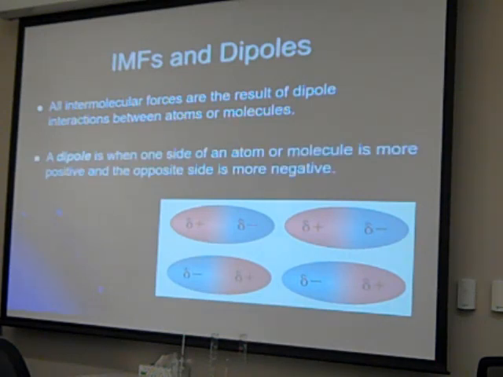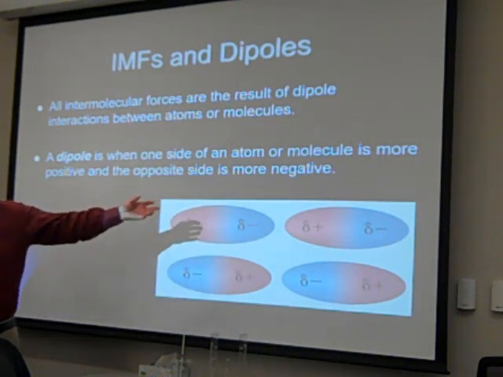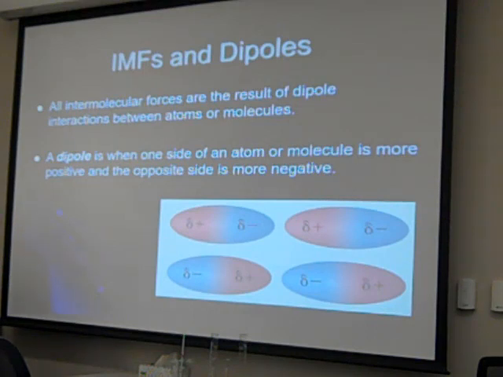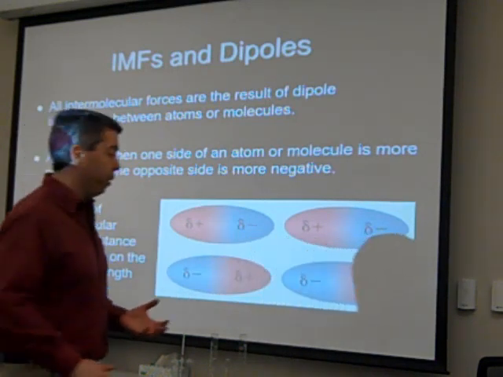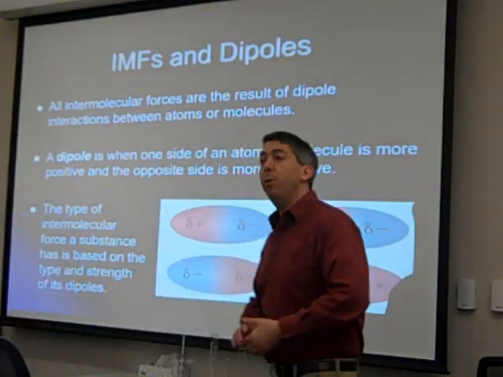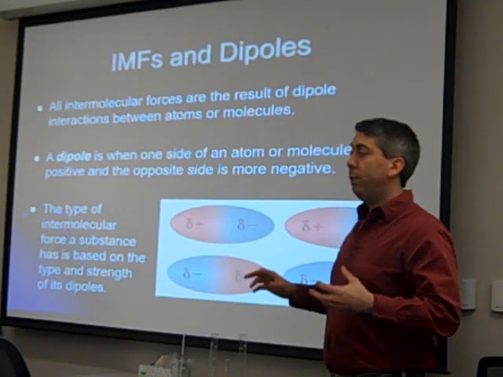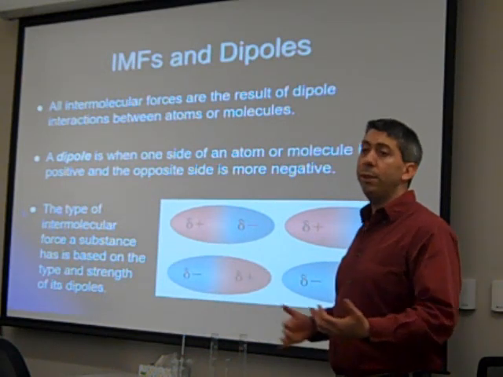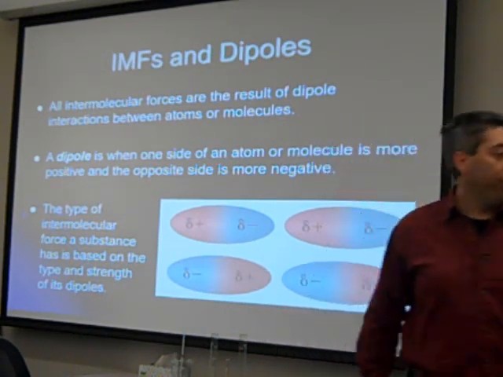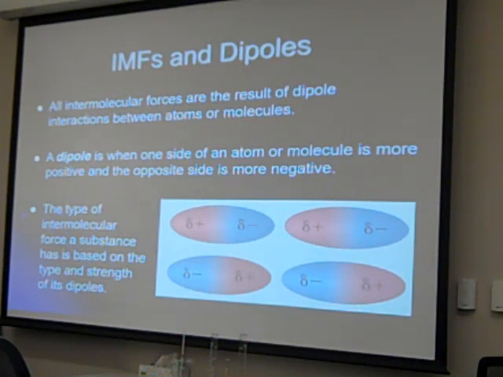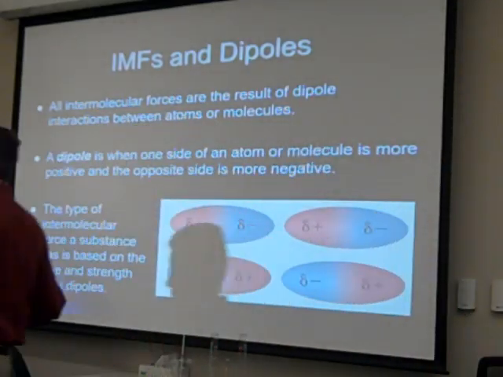The old saying, opposites attract, is pertinent here. So now a dipole refers to when one side of a molecule is positive and the other side of a molecule is more negative. And so really the difference between the different intermolecular forces comes down to whether or not the strength of this dipole is larger or smaller. And it will be larger or smaller based on what the dipole is caused from. So we'll look into that.